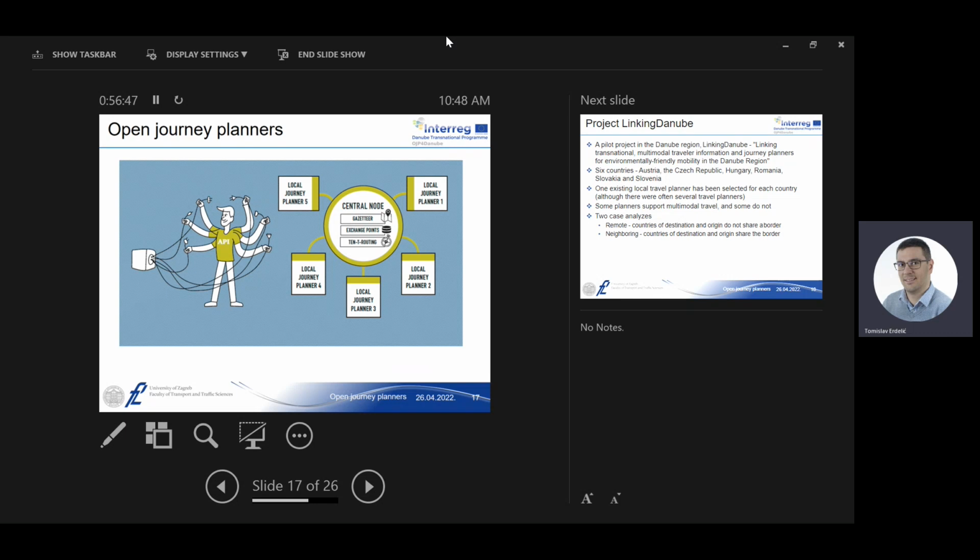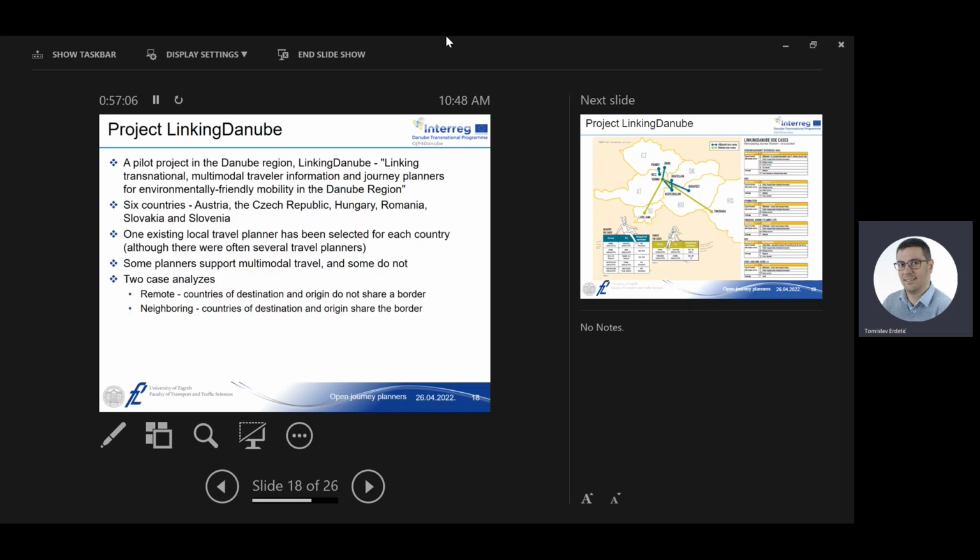Okay, and the last one is, I will describe the project Link in Danube. This is a pilot project in the Danube region called Linking Transnational Multimodal Travel Information and Journey Planners for Environmentally Friendly Mobility in Danube region. The 6 countries were included: Austria, Czech Republic, Hungary, Romania, Slovakia, and Slovenia.